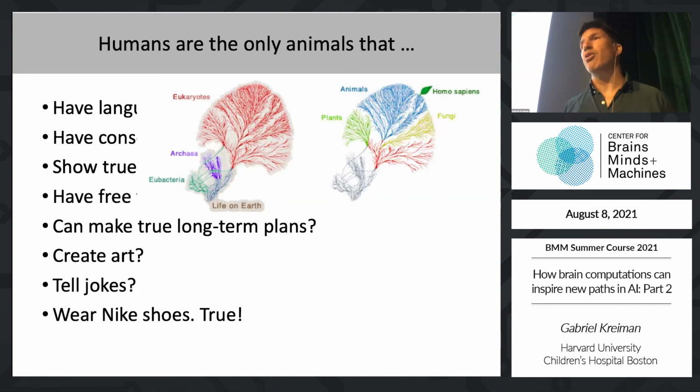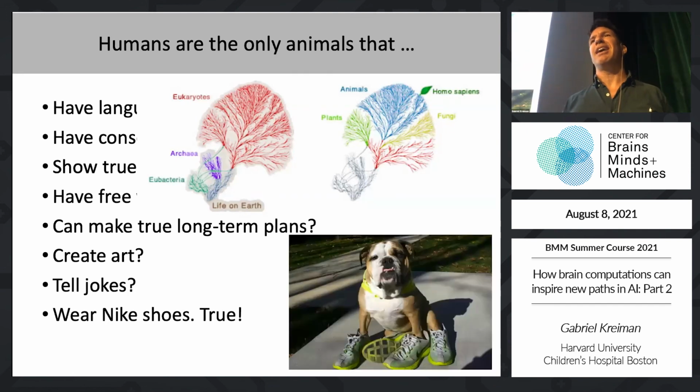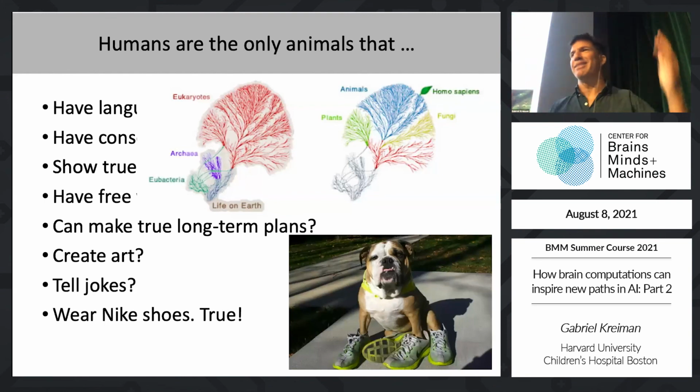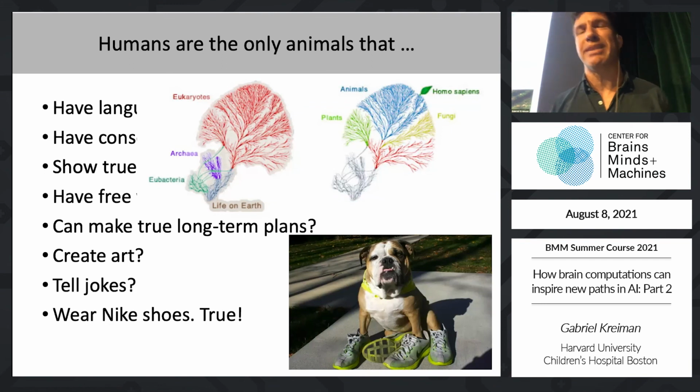One of the things that I thought was really true is that humans are the only animals that wear Nike shoes. Unfortunately, I was proven wrong. I looked this up on Google, and lo and behold, anyway, I thought I could make one true statement about humans and why they're special.